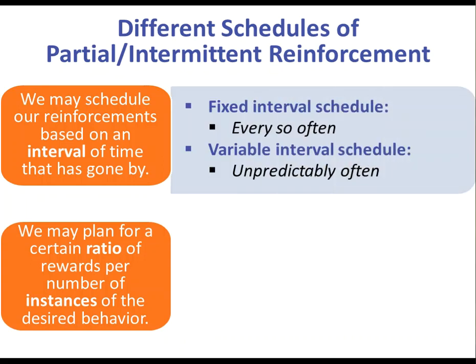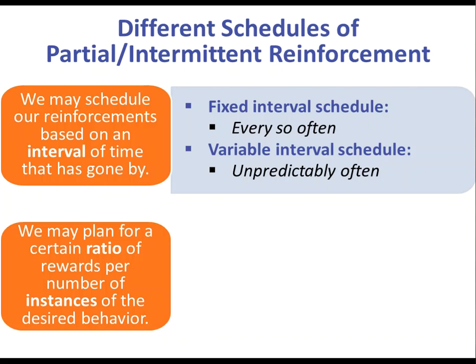So we have fixed interval schedule or variable interval schedule. A fixed interval schedule is you'll get the reward every so often at a certain amount of time, a fixed time interval. The variable interval schedule is still based on time, but it's going to be unpredictably often. So you can't really figure out how often you're going to get it. So that's a fixed interval schedule based on time or a variable interval schedule based on time.